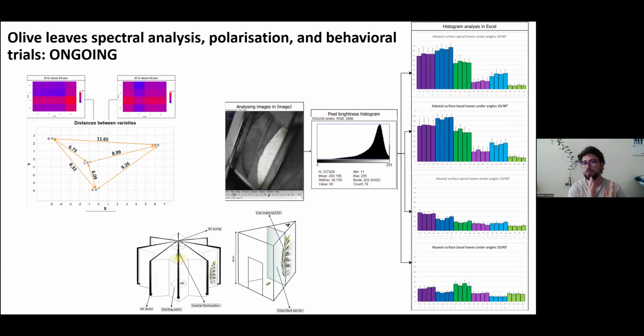And currently, Domen is doing a test using 16 different olive varieties. I'm going to talk about this later, when talking about taste. These 16 olive varieties have a different degree of susceptibility to Xylella fastidiosa, and he is doing behavioral tests to see whether Philaenus exhibits a clear choice for certain varieties. He is also characterizing the spectral properties and doing a polarization analysis to see which spectral characteristics are the most attractive or the most repellent for Philaenus spumarius. This is the first part, vision.